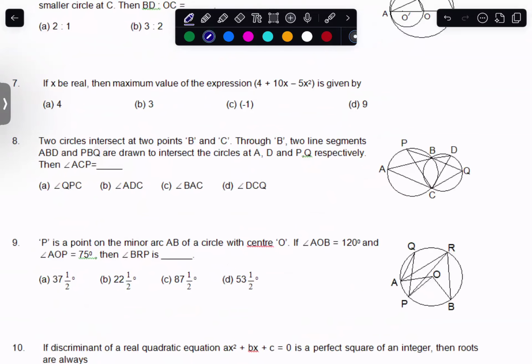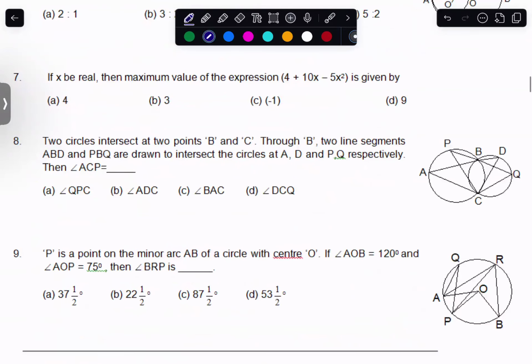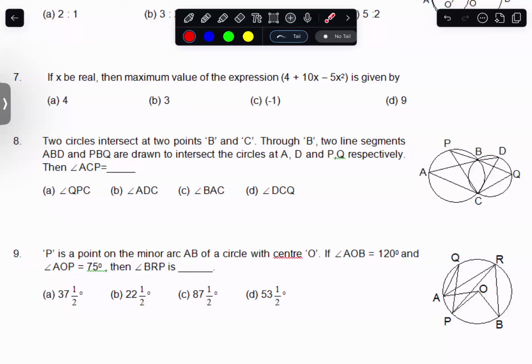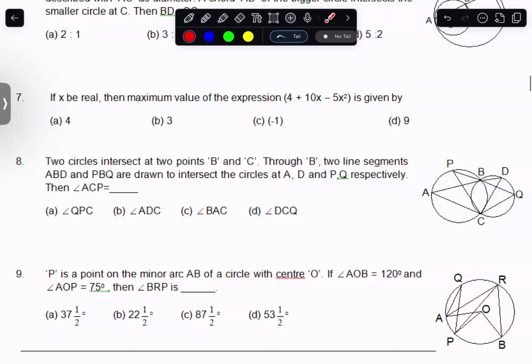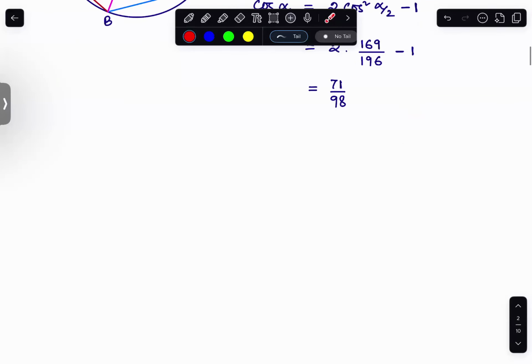In question number 8, it's been said two circles intersect at 2 points B and C. Through B, two line segments ABD and PBQ are drawn to intersect the circles at AD and PQ respectively. You need to identify angle ACP. Okay? So let's have a fresh diagram. I'm writing it here.